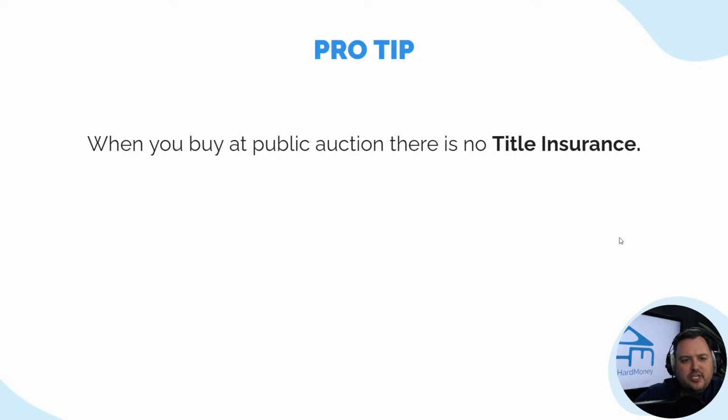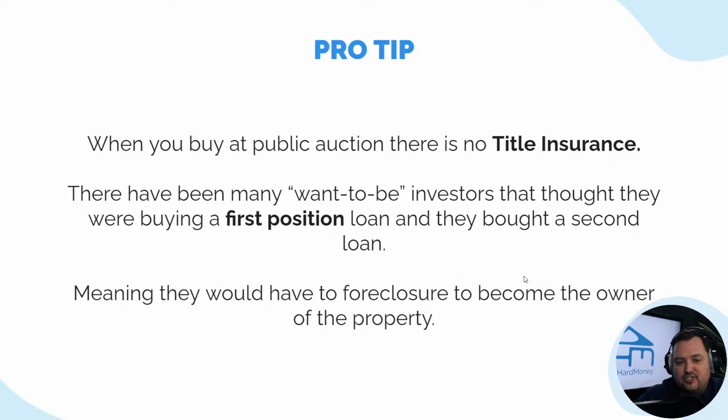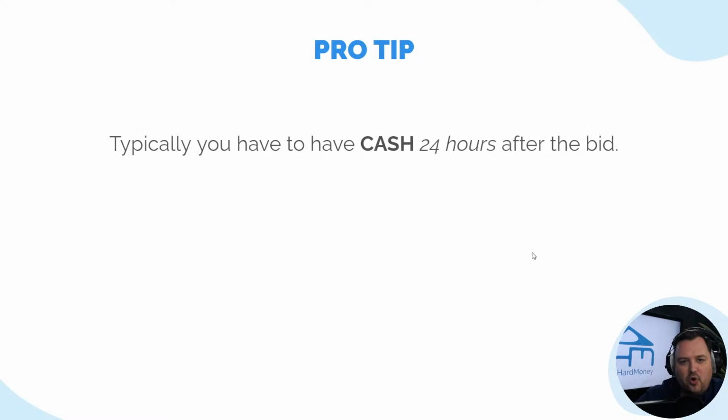So quick pro tip, when you buy at a public auction, there is no title insurance. This is really important. There have been many wannabe real estate investors who thought they were buying a first position loan and they ended up buying a second position loan. And this is a major problem. One of the reasons why is you then have to foreclose on the first position in order to become the property owner.